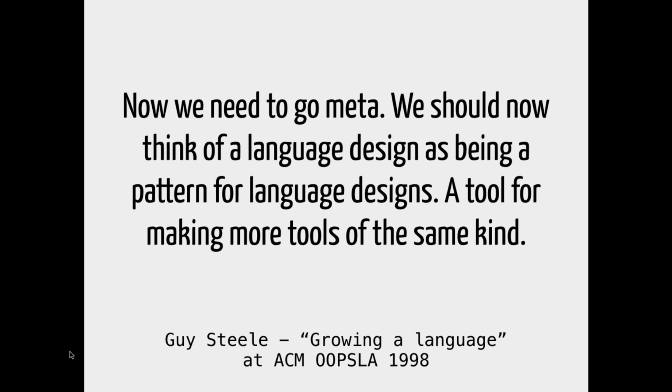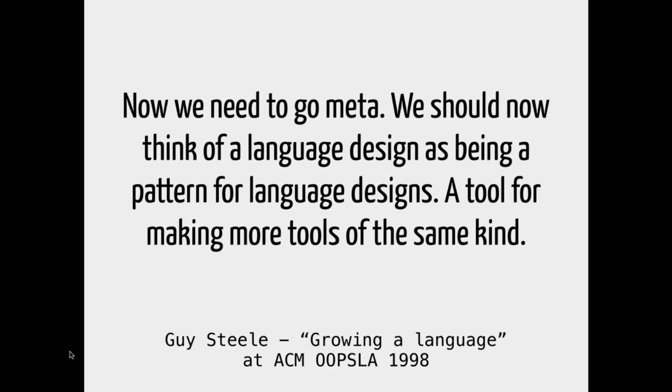Now we need to go meta. We should now think of a language design as being a pattern for language designs, a tool for making more tools of the same kind. And what this means is that today our programming field is so wide that it is impossible for us to design a programming language that is going to work across all of those domains efficiently. So the language needs to be extensible, okay? Otherwise it's going to be very restricted.